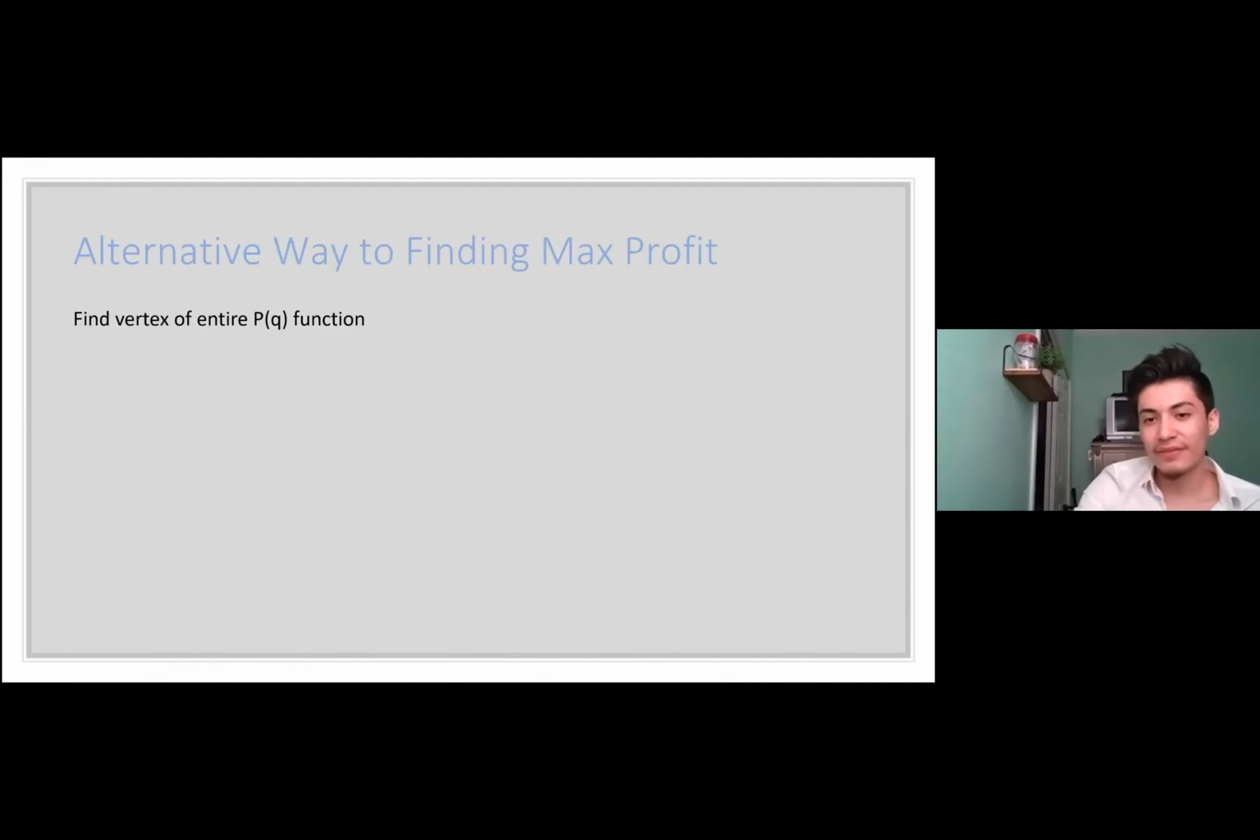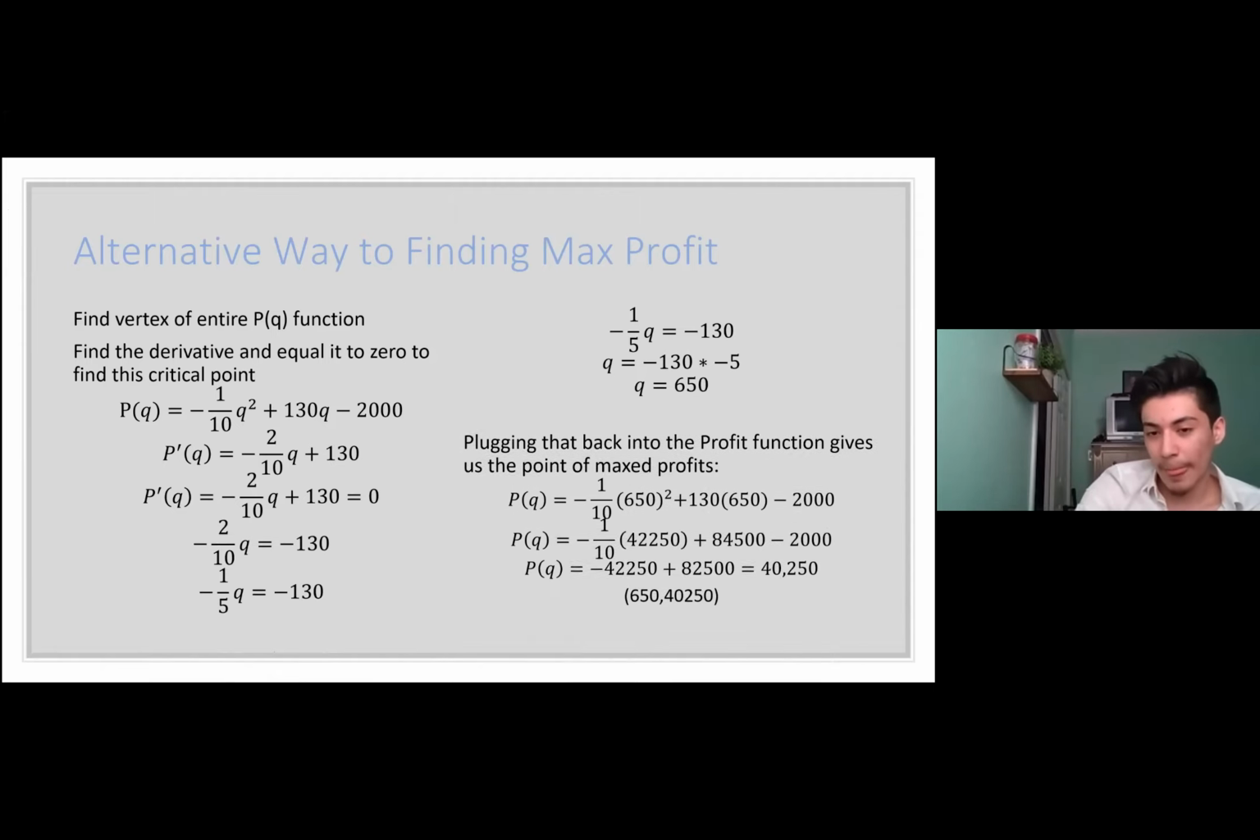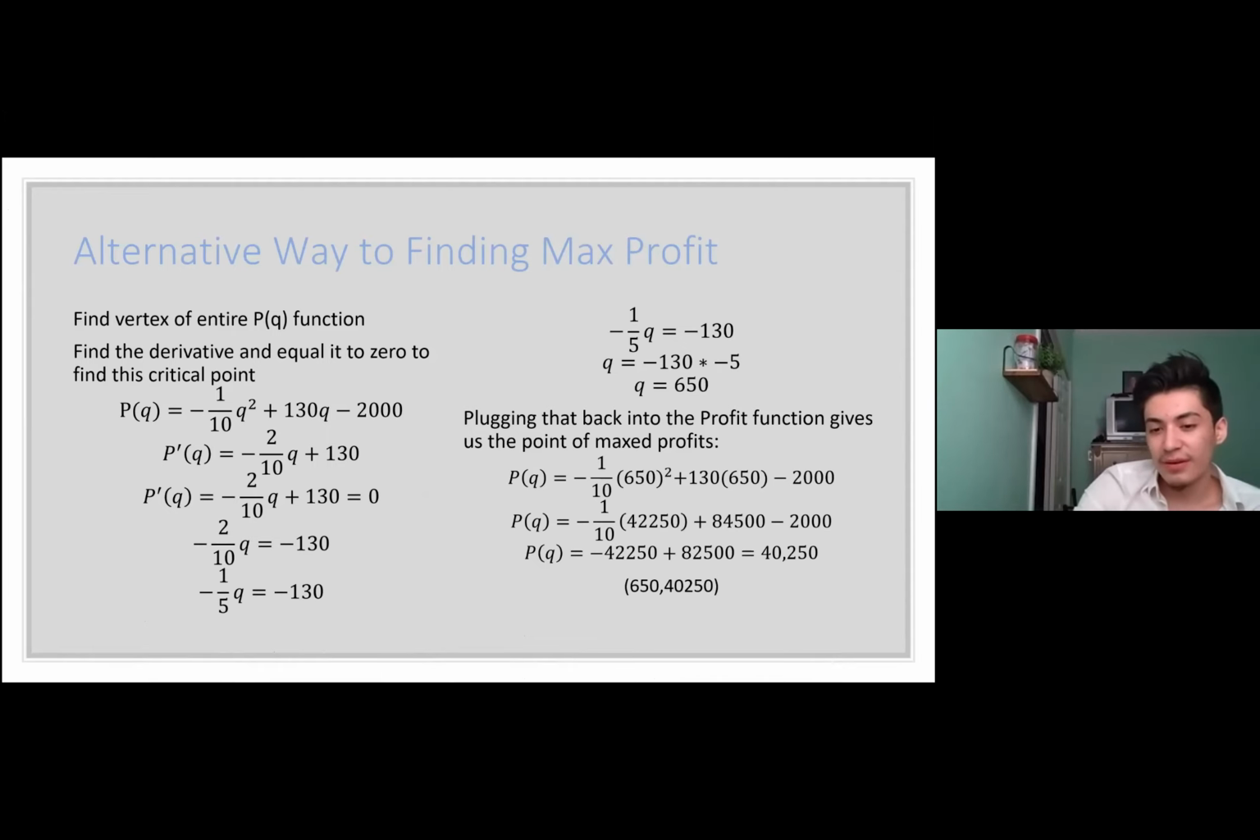There's also another way to find maximum profit, which is simply by finding the vertex of your entire profit function, taking the derivative and setting it equal to 0 to find the critical point. When we combine the profit function, we get negative 1/10 q squared plus 130q minus 2,000. Take the derivative of that, and you get negative 2/10 q plus 130. You set it equal to 0, subtract your 130, then multiply by negative 5, and you get q equals 650 again. If you plug that into this function, you also get the 40,250 in profits.